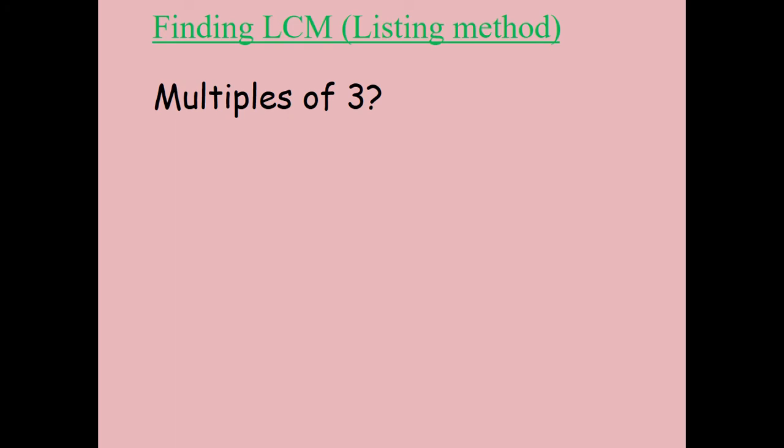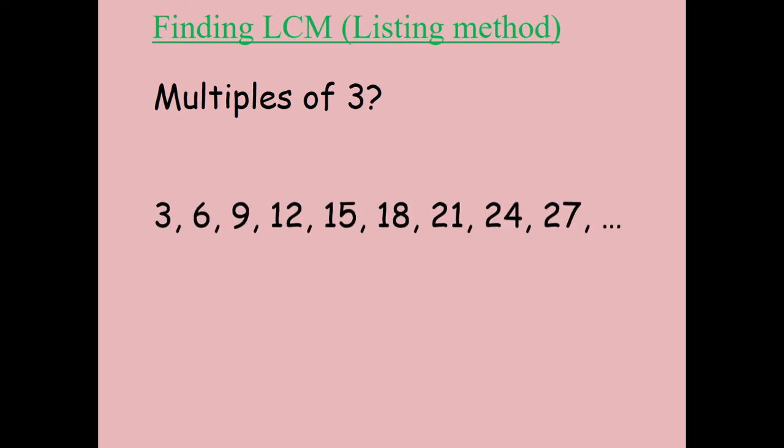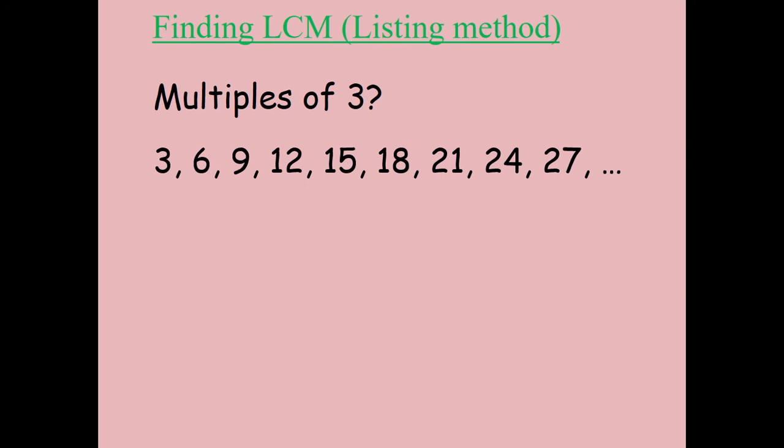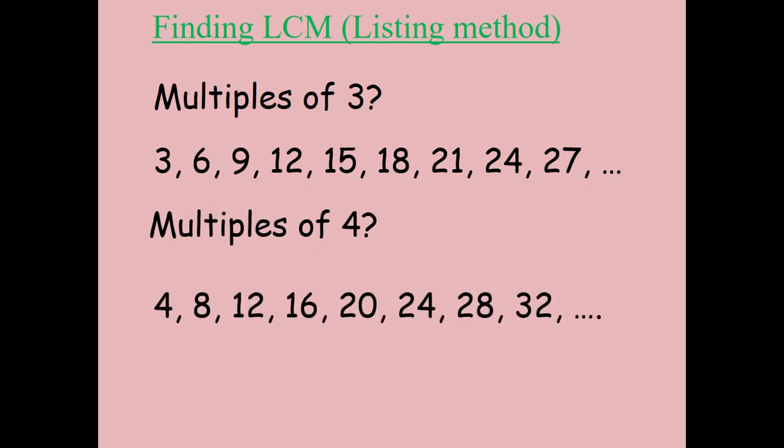So multiples of 3, remember, think of multiplying integers by 3, and the product that you get will be the multiples of 3. So in that case, we have 3, 6, 9, 12, 15, 18, 21, 24, and 27. We have an infinite or an unlimited amount of multiples for any number. So we're just going to be listing it to 27. Let's look at the multiples for 4. Integers multiplied by 4, the product will give us the multiples. So we have 4, 8, 12, 16, 20, 24, 28, and 32.